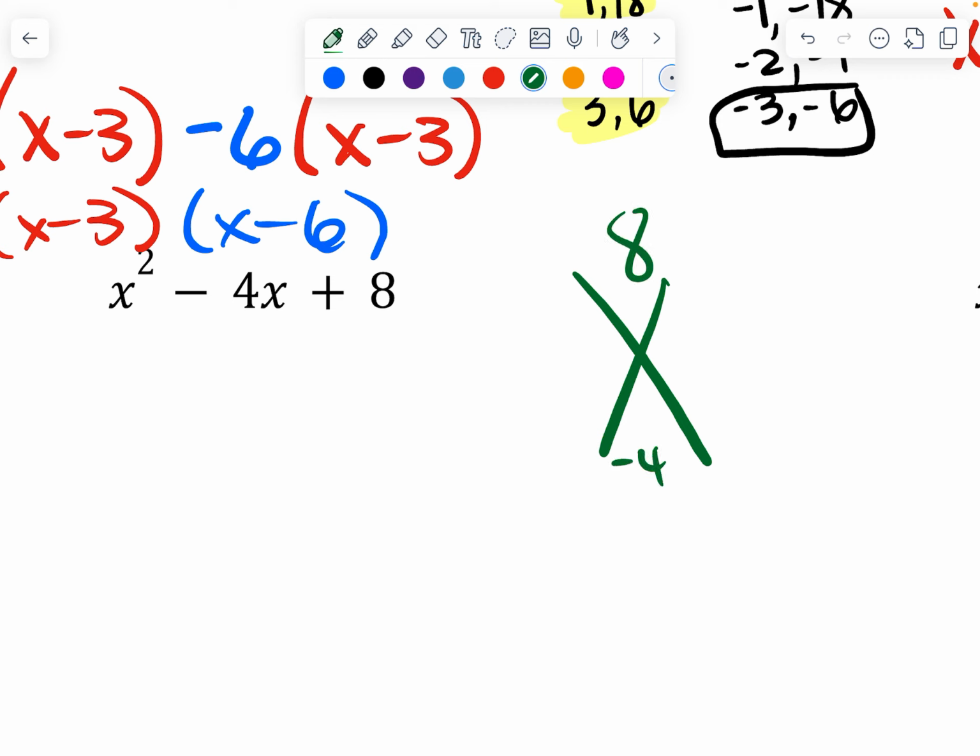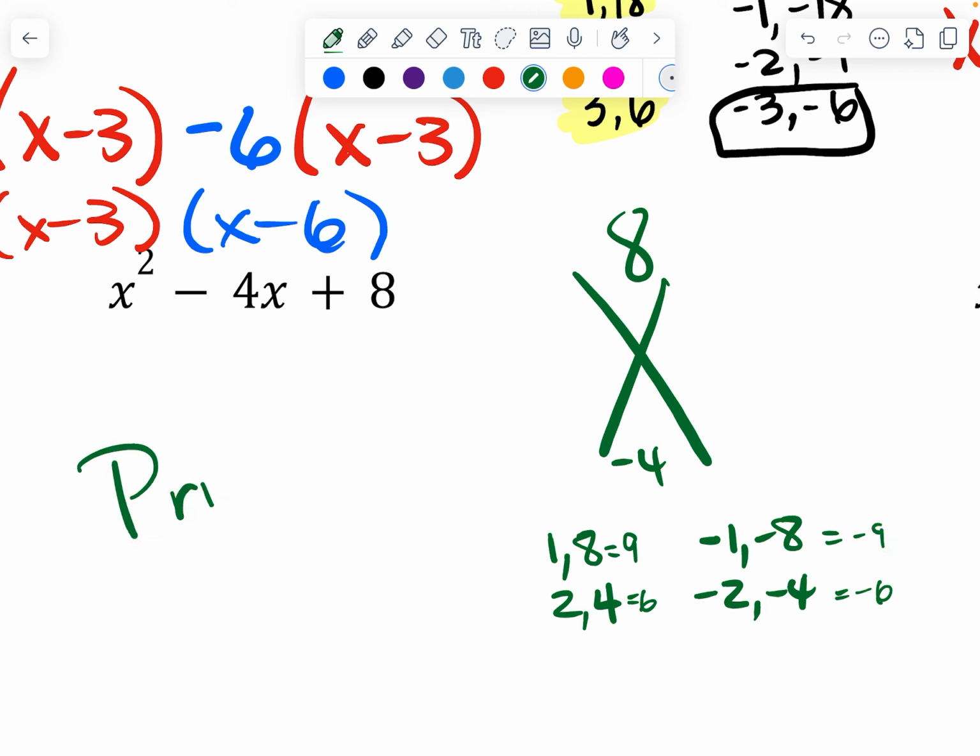So my factors of 8 are 1 and 8, 2 and 4, negative 1, negative 8, negative 2, negative 4. Oh, none of those add to negative 4. This would add to 9. This would add to 6. This is negative 9, and this is negative 6. So this is prime.